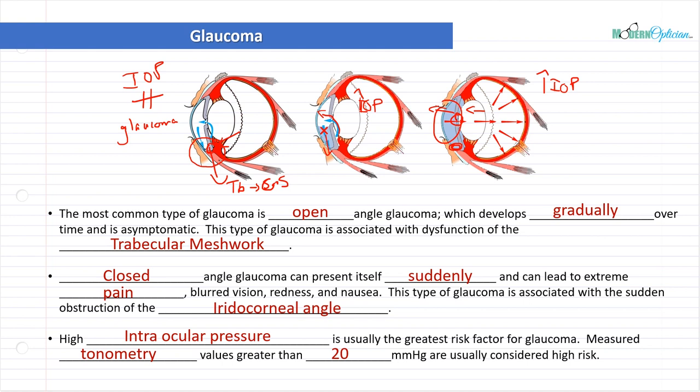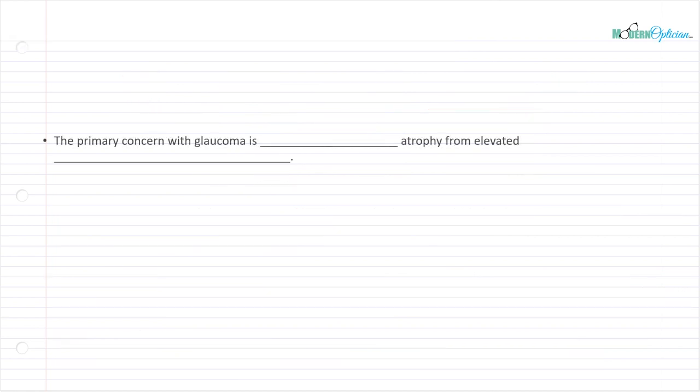Now, the interesting thing here, which we're going to talk about a little bit more in the next slide, is that the concept of glaucoma is not necessarily the pressure itself, but rather the effect of having higher pressure, and that's the effect on the optic nerve and the tissues of the optic nerve. The primary concern with glaucoma is optic nerve atrophy from elevated intraocular pressure. As the pressure increases, something's got to give, and then cells of the optic nerve start to die off and atrophy. This is the bad news.